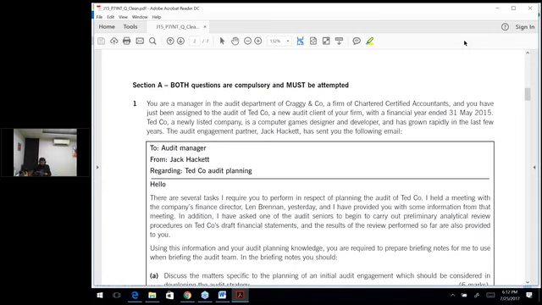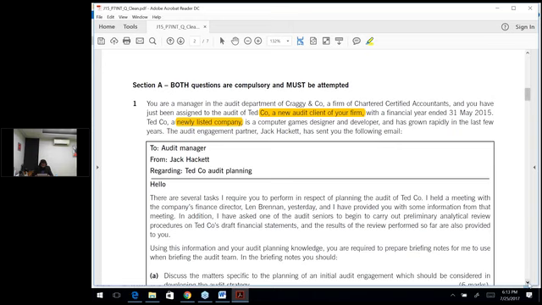This question says you are a manager in the audit department of Craigie and Company, a firm of chartered certified accountants, and you have been assigned to the audit of TED Company, a new audit client of your firm, with a financial year ended 31st May 2015. TED Company, a newly listed company, is a computer game designer and developer and has grown rapidly in the last few years. The audit engagement partner, Jack Hackett, has sent you the following email.